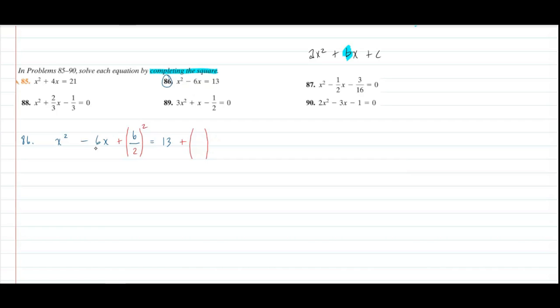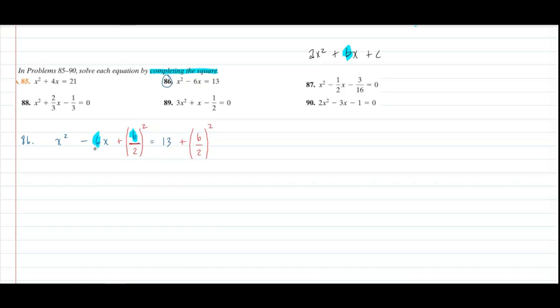So whatever is in red, that's always going to happen. The only thing that changes is based on the problem. You just pick out the number that's right here and you place it right over here. That's it. Okay. Now, because this is an equation and you need to balance the equation, you need to put the same exact expression on the right side. So you have to put 6 over 2 squared like this as well.